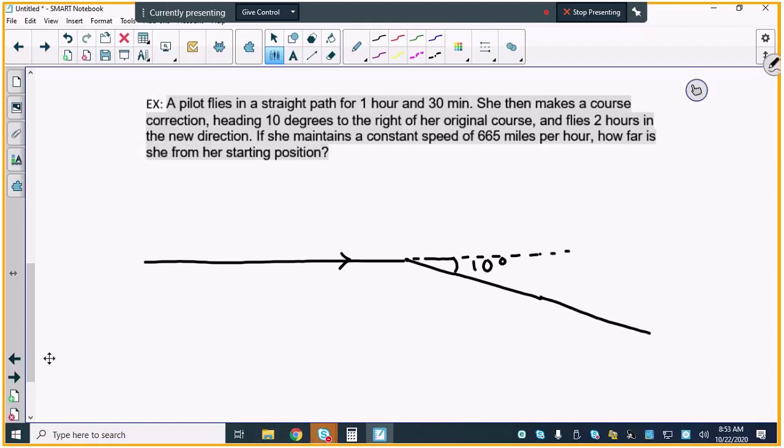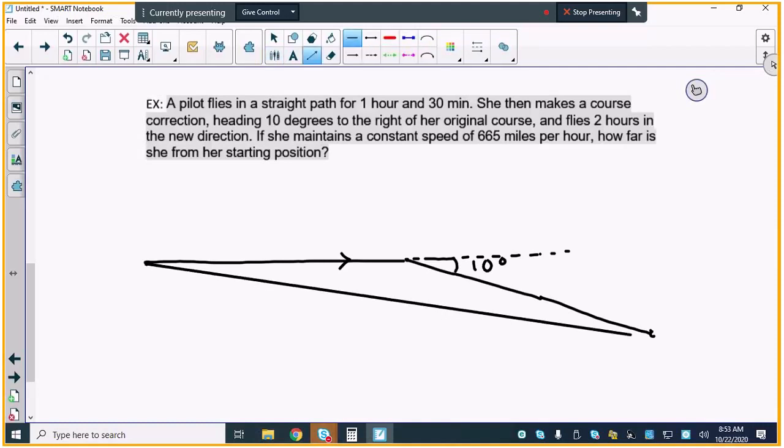Goes far away. If she maintains a constant speed of 665 miles per hour, how far is she from her starting position? So she started here, and we want to know how far she has gone from here to reach this point.